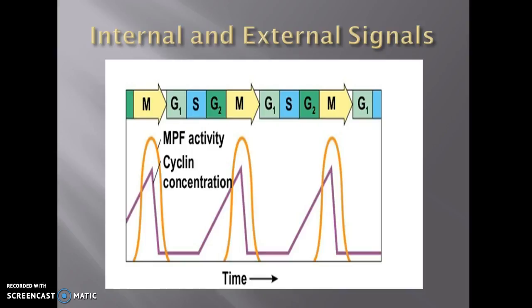cyclin-dependent kinases. An example of a cyclin-dependent kinase, or CDK, is MPF, which is responsible for getting the cell from the G2 phase to the M phase, which is shown here. As you can see, the MPF activity goes up during the G2 phase and also is at its highest during the M phase.